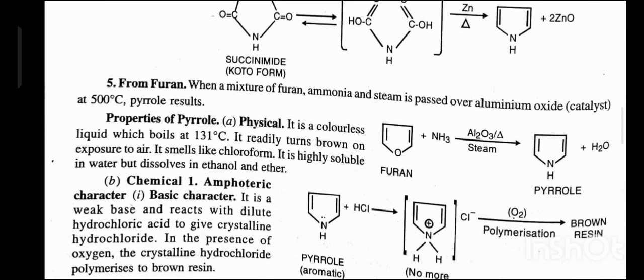Properties of pyrrole. Physical. It is a colorless liquid which boils at 131 degrees Celsius. It readily turns brown when exposed to air. It smells like chloroform. It is slightly soluble in water but dissolves in ethanol and ether.